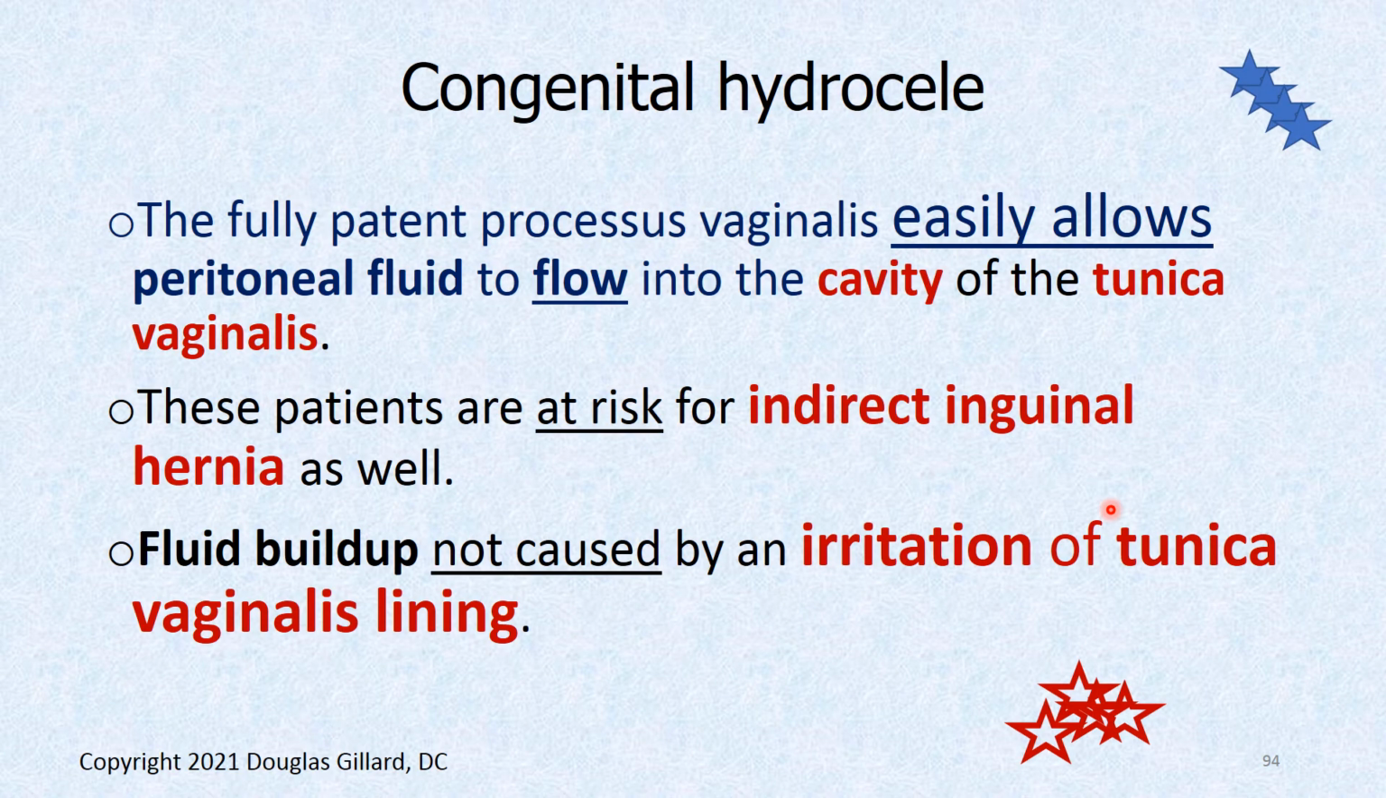You're born with this problem. The simple one you're not born with, but the congenital you are born with, and it's a persistent processus vaginalis. So fluid can easily build up in there. It's usually a complete failure of the processus vaginalis, or vaginal process, to regress away. So you can have a lot of fluid easily getting in there. These patients are also, unlike the simple hydrocele, at risk for a direct inguinal hernia just because of the patent processus vaginalis.